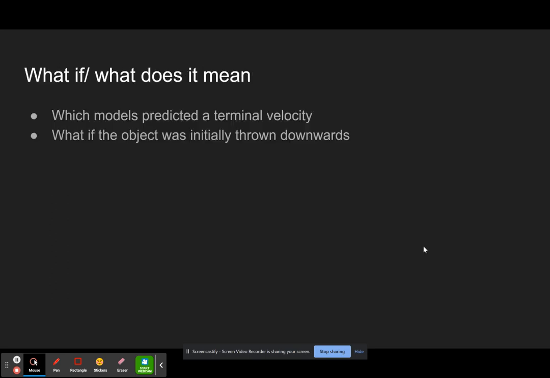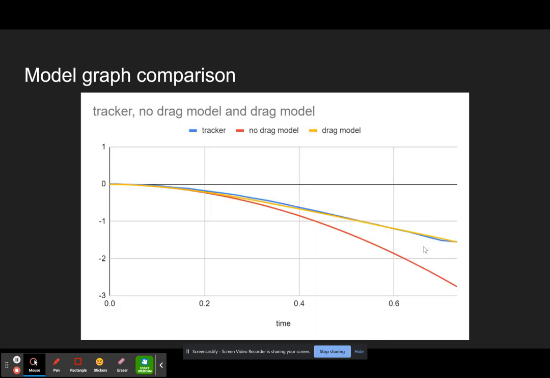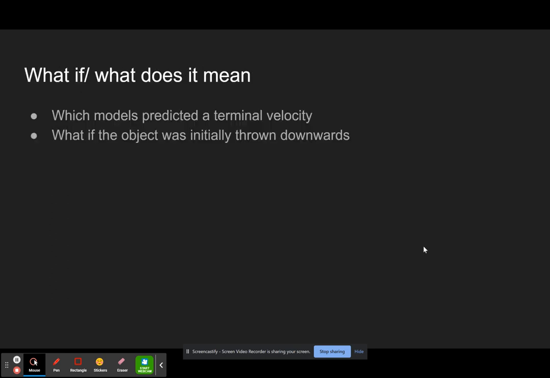Last one is the what if. Which models predicted a terminal velocity? Tracker and the drag model were closer to predicting a terminal velocity. As you can see, they almost flatten out as they go down. The slope almost flattens out. It almost becomes a line, meaning that it almost hits terminal velocity. Because that's when you know when something hits terminal velocity, when it starts going down at a constant pace, meaning the acceleration has hit 0. And the no drag model is a poor approximation. It can't hit terminal velocity with no drag. It will just continue accelerating.